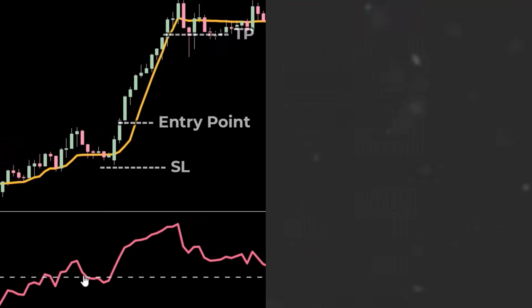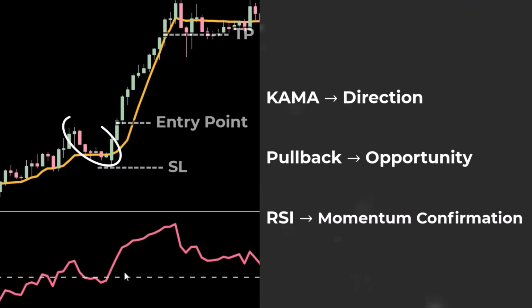Notice the sequence. KAMA gives us the direction, the pullback gives us the opportunity, and RSI confirms the momentum. We wait for all three pieces to come together.